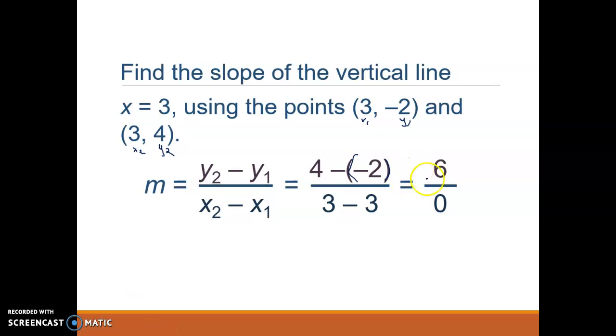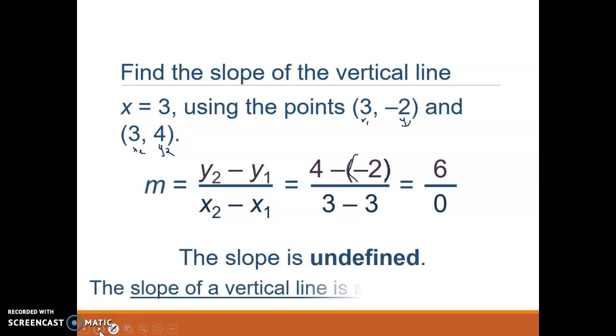Now, you can't divide anything into 0 groups. You have at least one group. If I have $6, for example, I can't all of a sudden make it go away. Then I don't have $6. I have at least one group. So nothing can be divided by 0. We call that undefined. So the slope of a vertical line is always undefined.